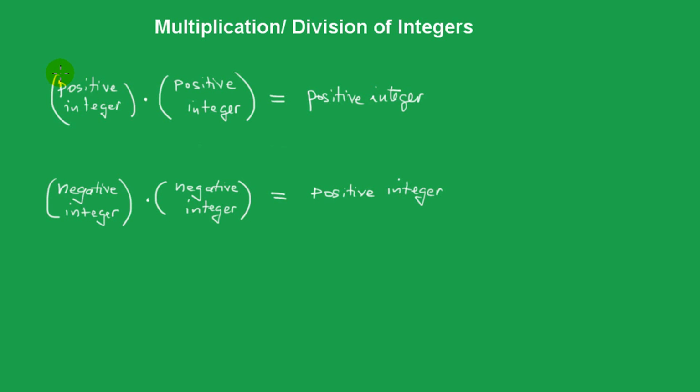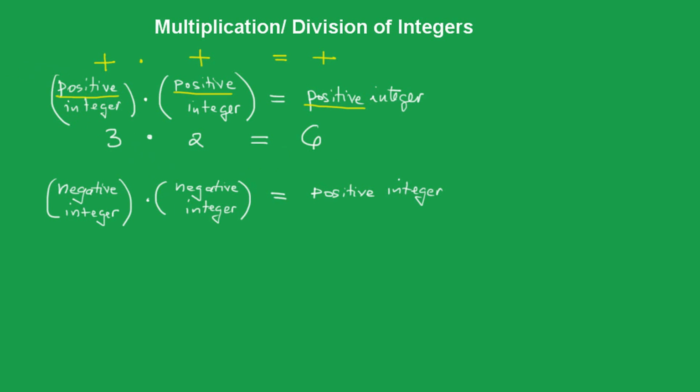In this video, we are going to study rules for multiplication and division of integers. So let's say you're given two positive integers and you want to multiply them. So you have a positive integer times a positive integer. The answer is going to give you a positive integer. So positive times positive, the answer is positive. And for example, if you have 3 times 2, you're going to get 6. Positive times positive is positive.